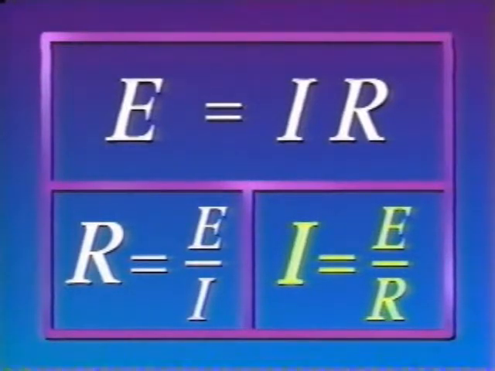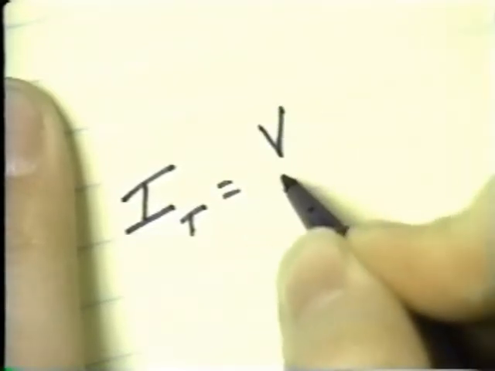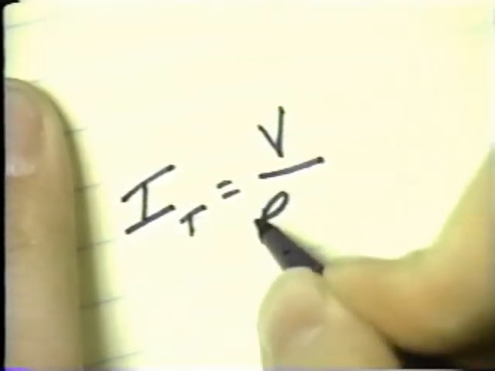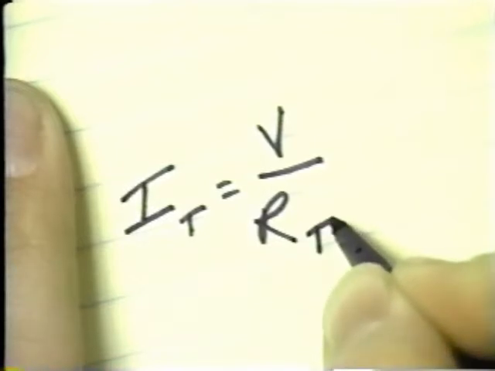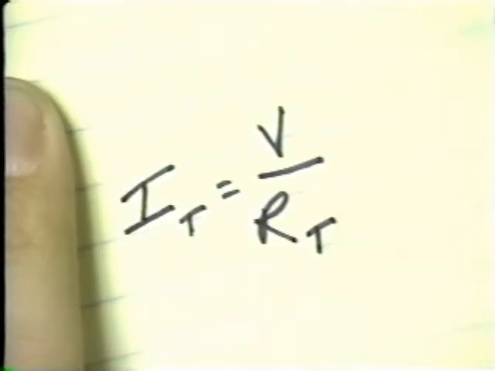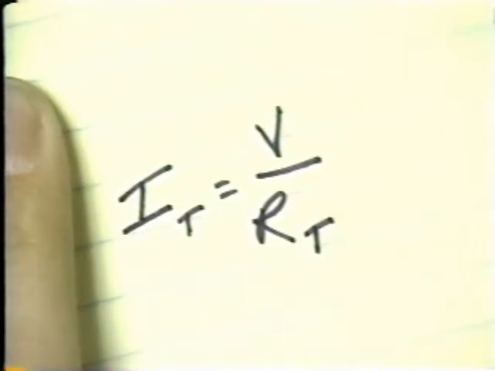But don't be confused. In this part, V will be used instead of the letter E, which you saw in the previous parts. Remember, E and V are interchangeable. The supply voltage, V, is divided by the total resistance, RT.